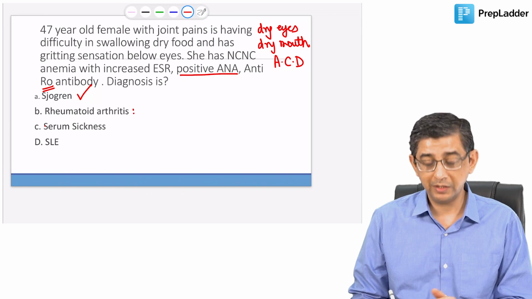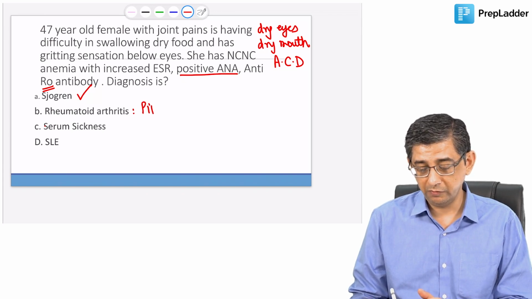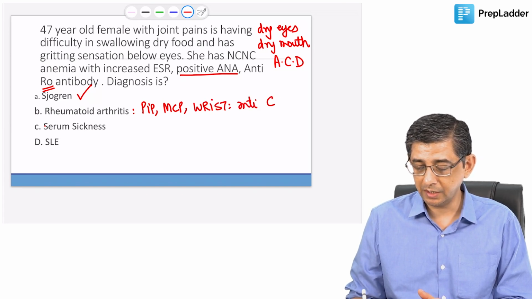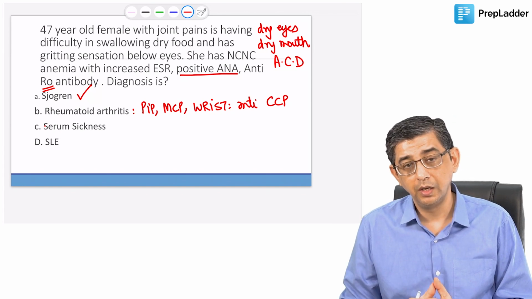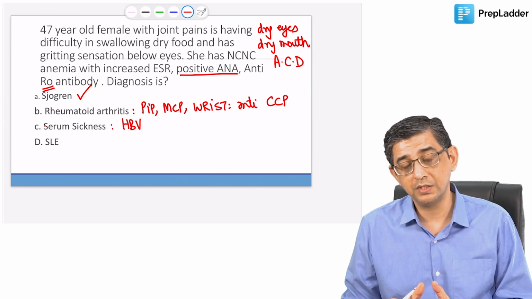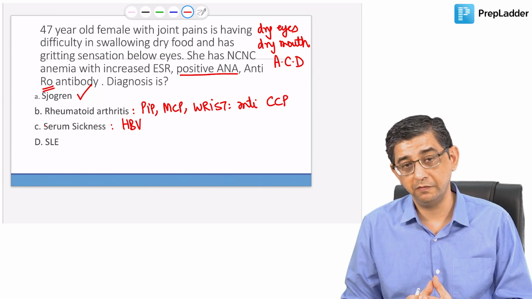You can rule out rheumatoid arthritis because per se it will be involving the small joints of the hands like PIP, MCP and the wrist, and the antibody which is involved here is anti-cyclic citrullinated peptide antibody. Serum sickness is one that you see with hepatitis B, also called Arthus phenomenon or type 3 hypersensitivity.